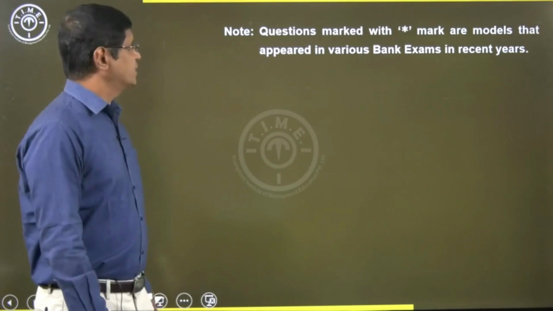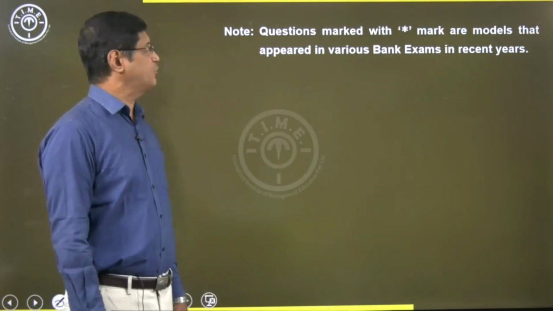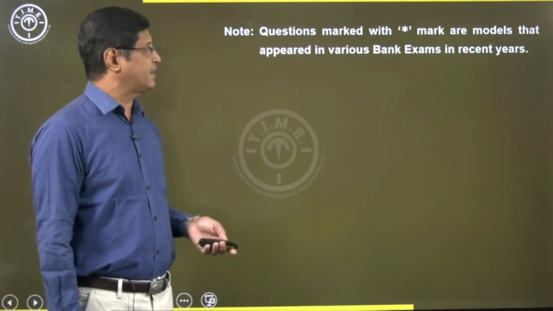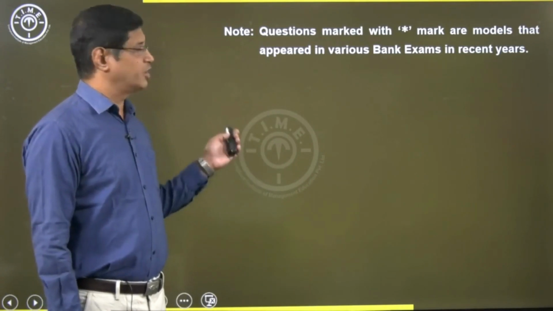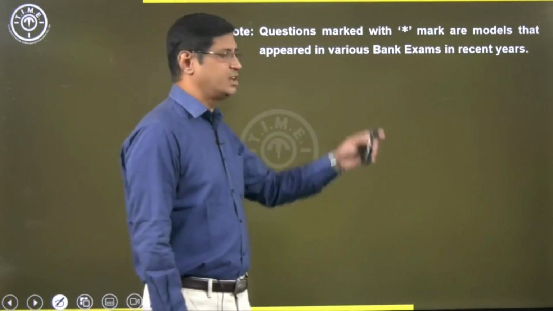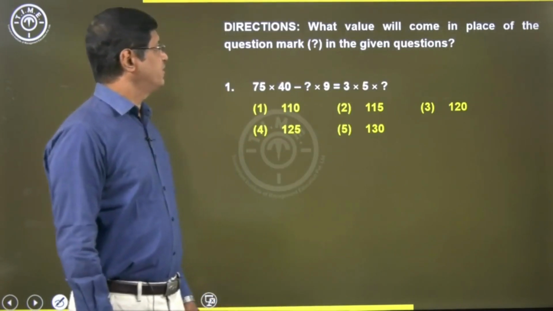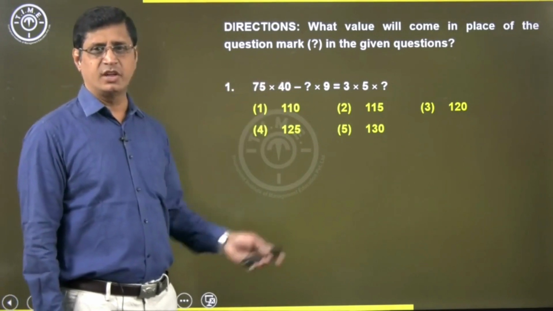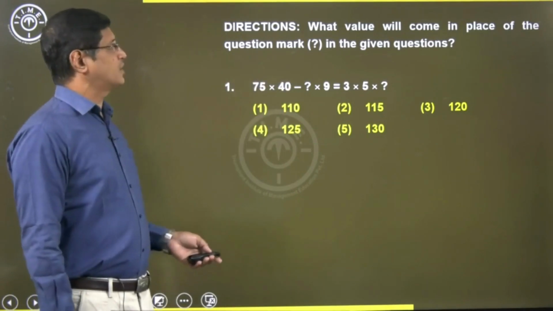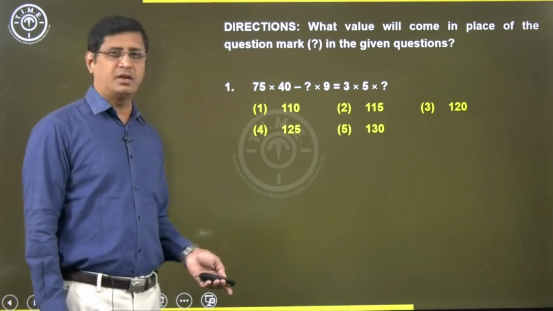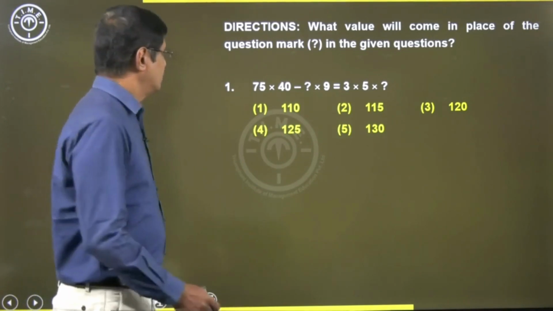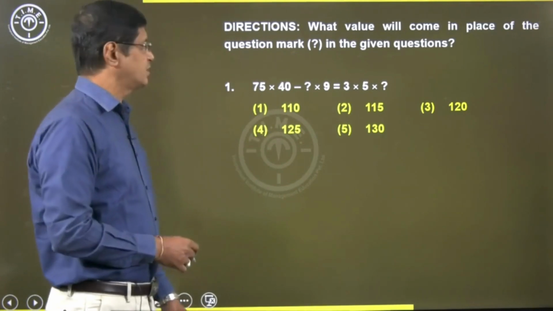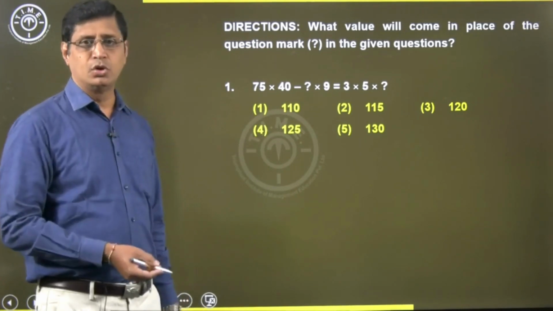The note is given here. Just look at the note. Questions marked with the star mark are the models that appeared in the recent bank exams, various bank exams in the recent years. Now look at the first example, question number 1. Just read the directions given here. What value will come in place of the question mark in the given questions? 40 into 75 minus 9 times of question mark is equal to 3 into 5 into question mark.